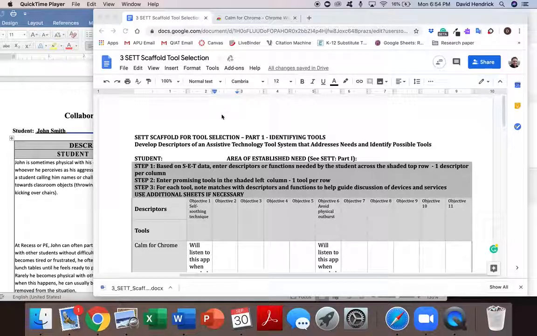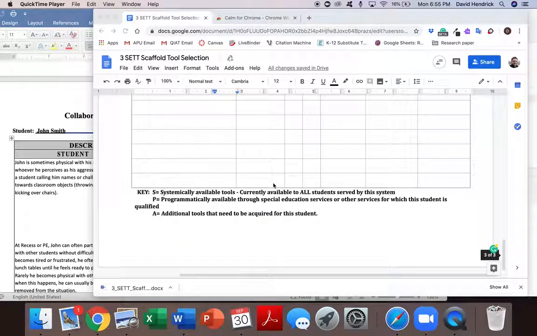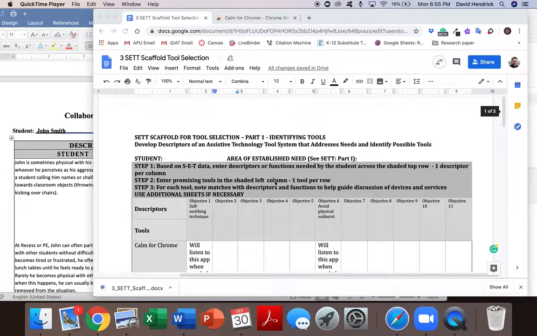I managed to get this into Google Docs so we can all work on it at the same time. I think that's the biggest challenge with this one, that we all need to chip away at it. We now have the student profile, so with that information, we just need to fill out this grid. It'll take a little bit of work, but if we all chip away at it, we'll get it done pretty quick, I think.